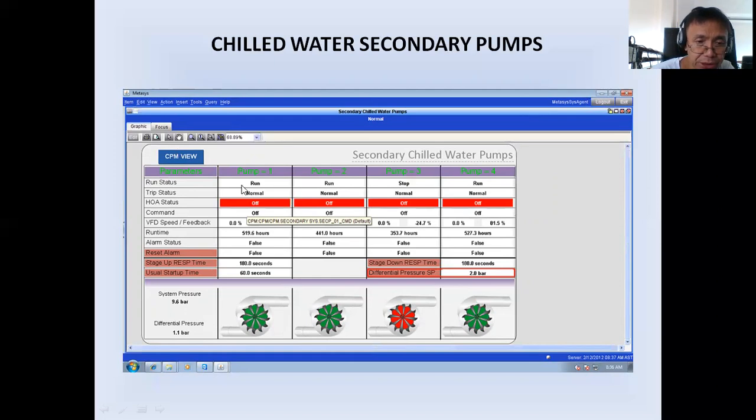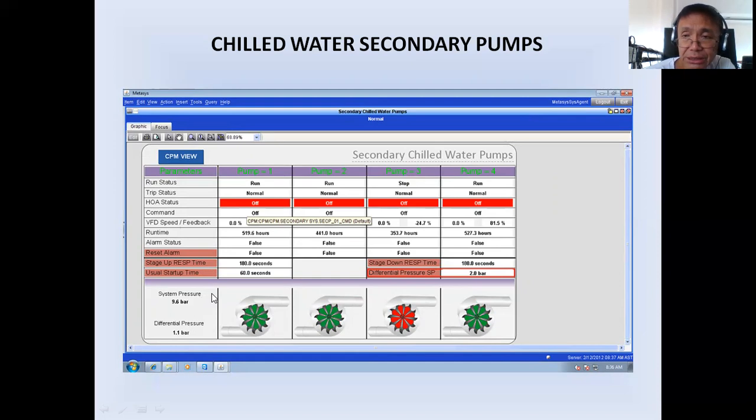Okay, now the extra information displayed here is the system pressure. Then you also have the differential pressure. Now this differential pressure is the one that will control the speed of the pumps, or the speed of the secondary pumps. As you can see here, there are 3 secondary pumps running. Now, system pressure, this is the pressure that should be maintained.